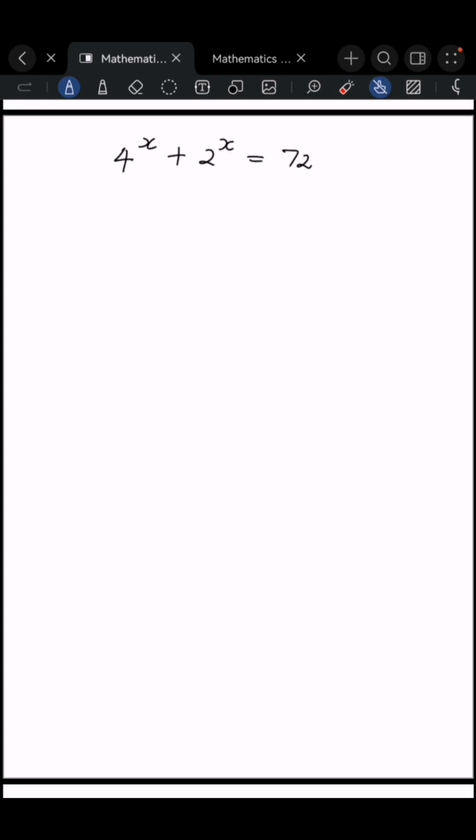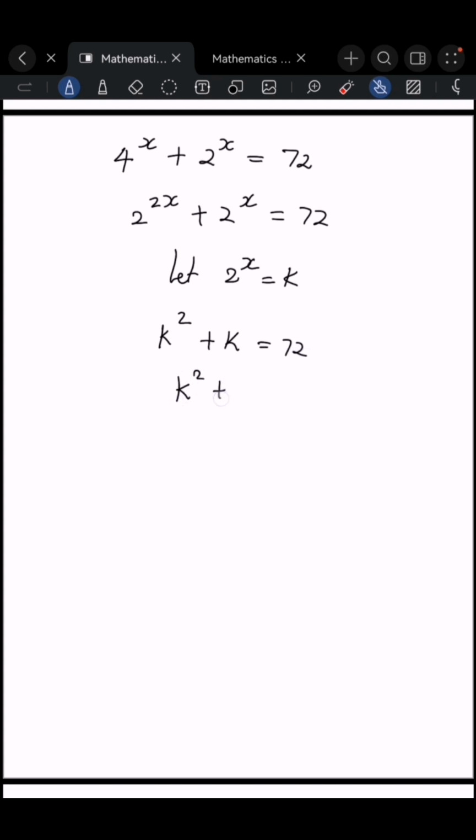Next: 2 to the power of 2x plus 2 to the power of x is equal to 72. Solve for x. Let 2 to the x equal k. Therefore, the first one is going to be k squared plus k is equal to 72. Therefore, k squared plus k minus 72 is equal to 0.